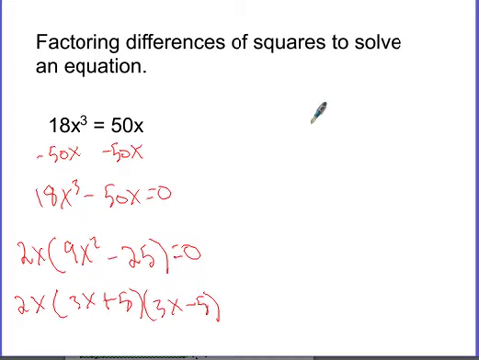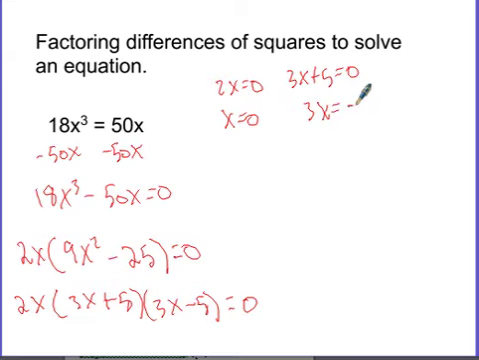Now here's something that's a little bit different. How many things do I have to solve here? I've got 3 different possible factors that could be 0, because any one of these could be 0 to 0 the equation. So I've got to solve all 3 of these. We're used to seeing them come up with 2 solutions, but there are times that they could come up with 3 solutions. So 2x equals 0, which means x equals 0, or 3x plus 5 equals 0.